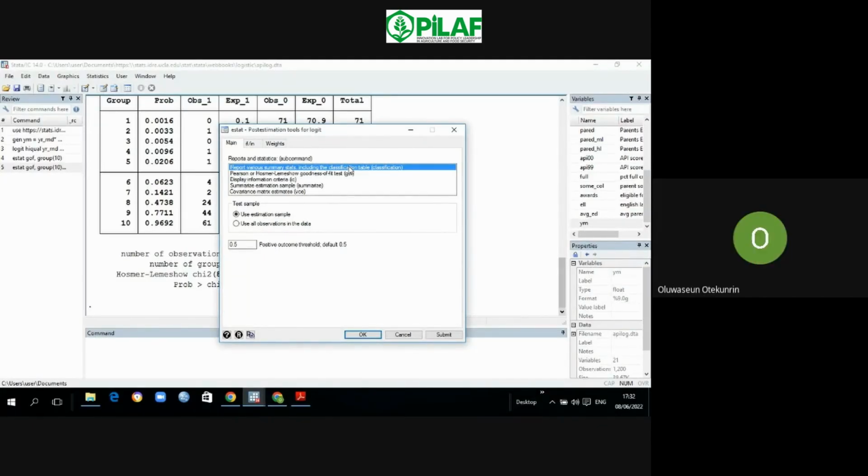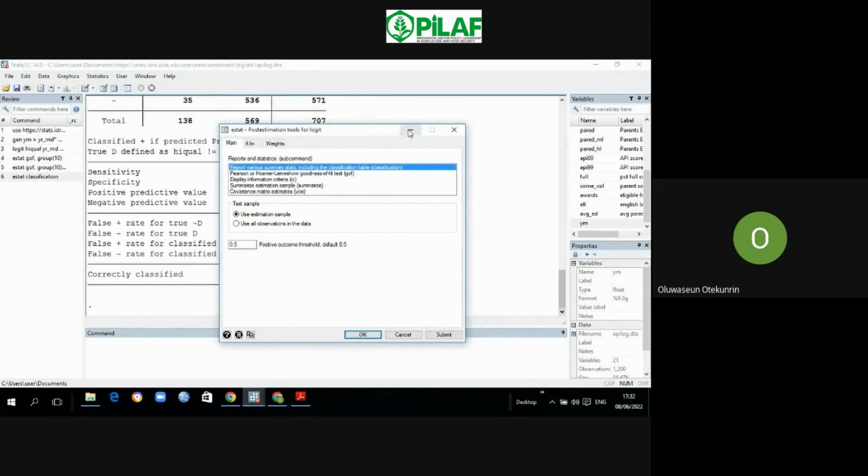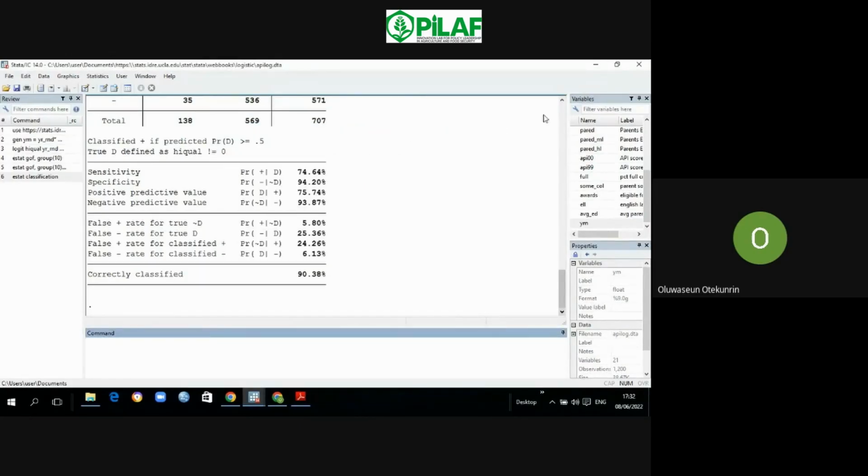So on that, you click that first option, report various summary statistics, including the classification table. Under test sample, you see use estimation sample. Click that one. You can also use all the others, but let's use the first one. The next section, you see the threshold, positive outcome threshold. Default is 0.5. So you submit. If you submit now, you can see the table.